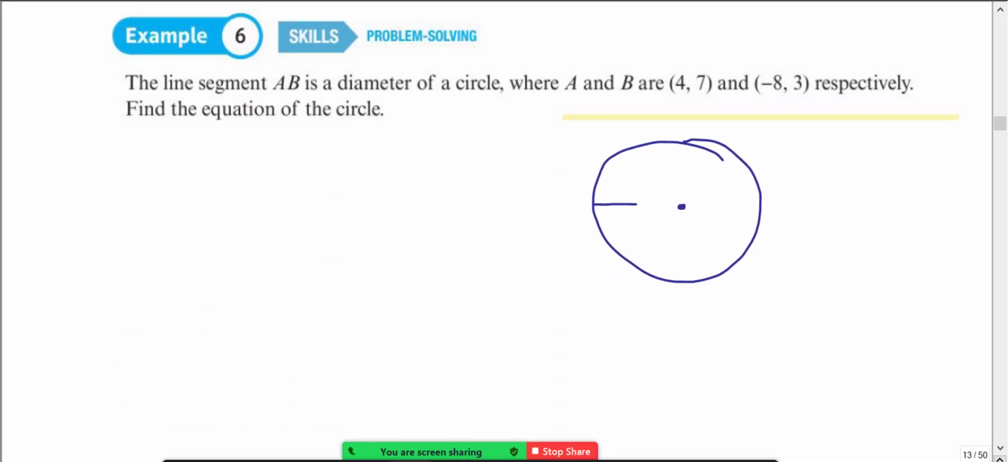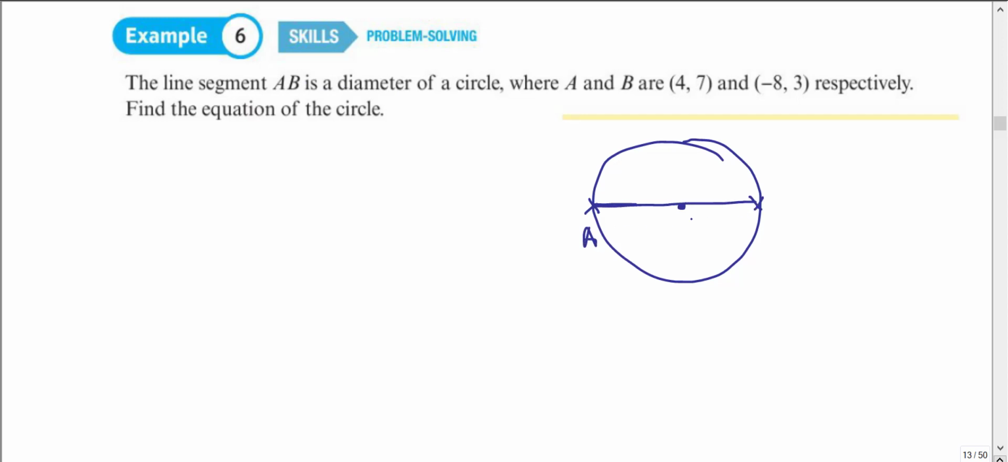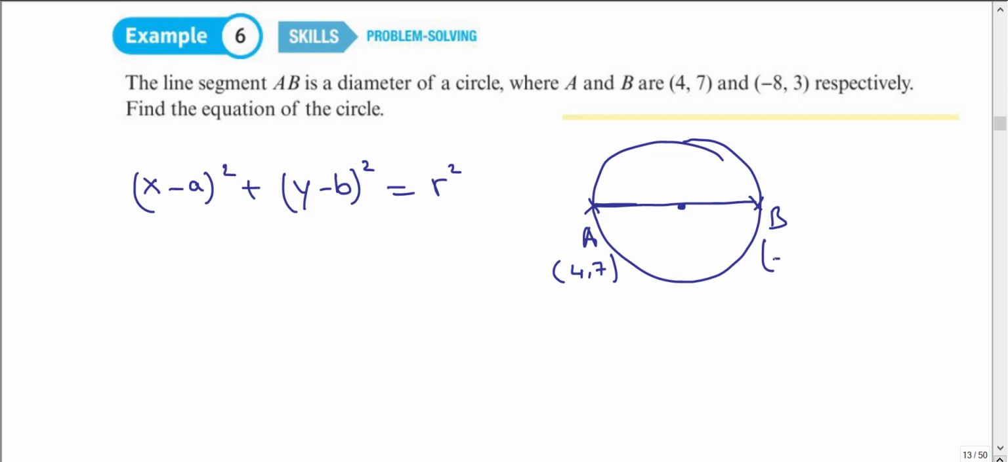Next question. Pay attention. It says you have a diameter called AB. If I draw a diameter like this, this is A and B. Find the equation of the circle. What's the equation of the circle? (x minus a) all power 2 plus (y minus b) all power 2 equals r squared. So this is 4 and 7. This is negative 8 and 3.